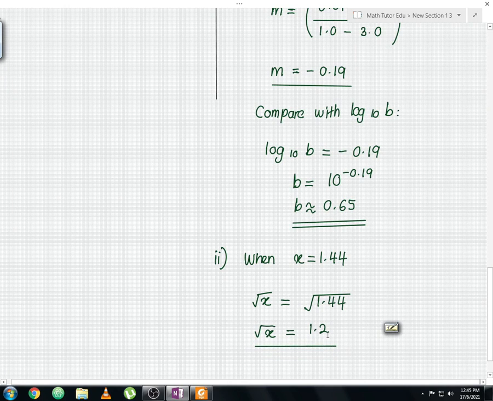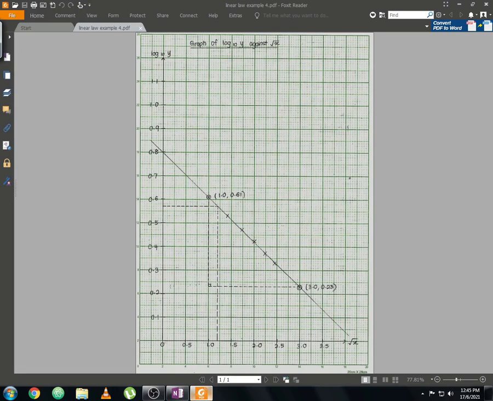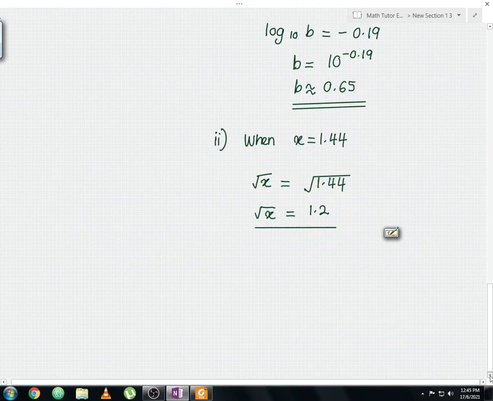the graph paper. Okay, so let us take a look at the graph paper. So this is your value when your square root x is equal to 1.2 here. So when you pull it at the y-axis, in this case is log 10 y-axis, so from here you should get your log 10 y is equal to 0.57. Okay, so let us continue our discussion.